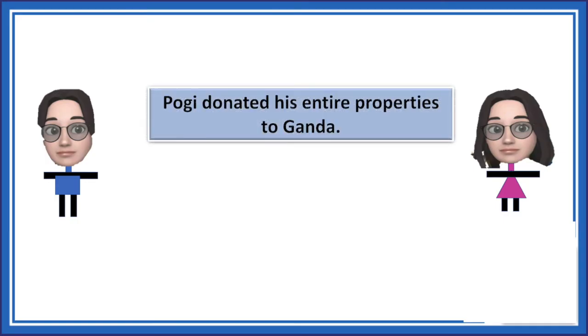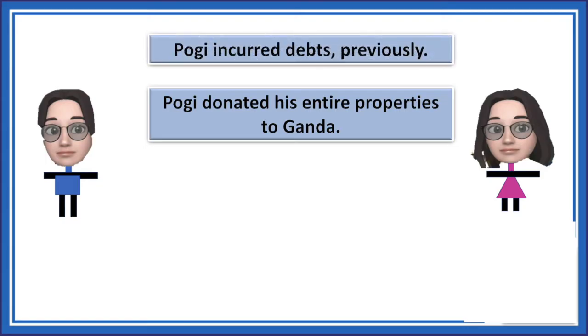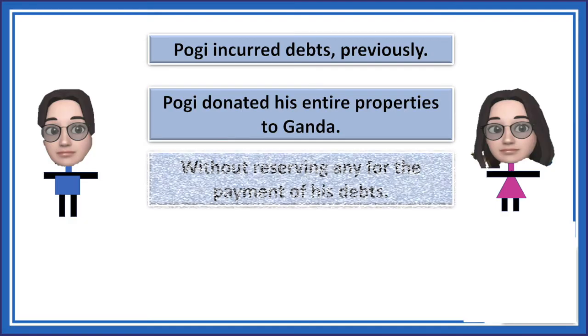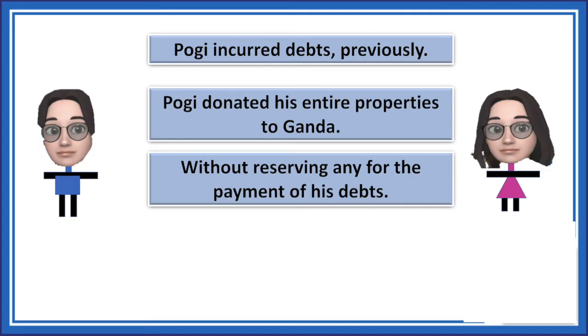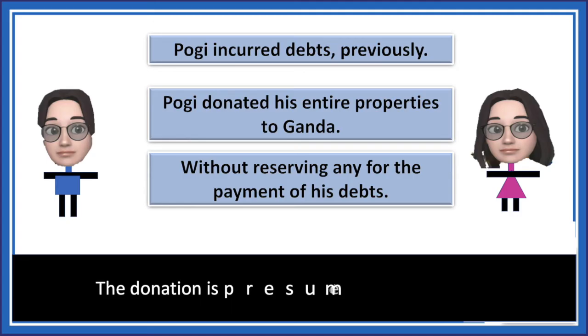But before he donated his land to Ganda, nagkaroon siya ng maraming utang. And when he donated the land, even though he knew that it was his only remaining property, dinonate niya lahat-lahat talaga. Hindi siya nag-reserve ng enough property, enough portion of that, to pay sa mga previous obligations niya, which alam niya naman na magiging due and demandable eventually. So, yun. That donation is presumed in fraud of creditors.